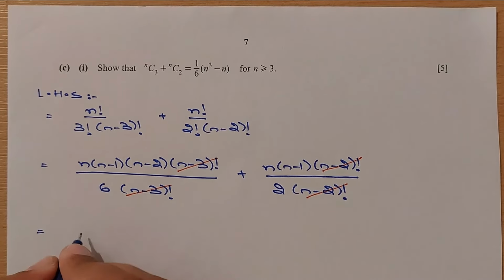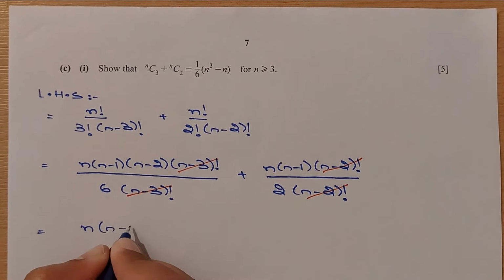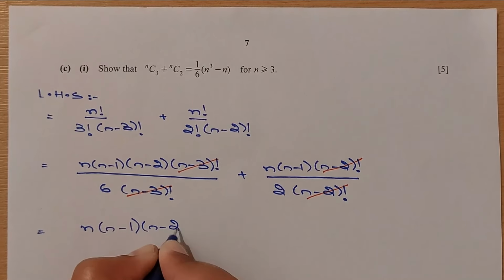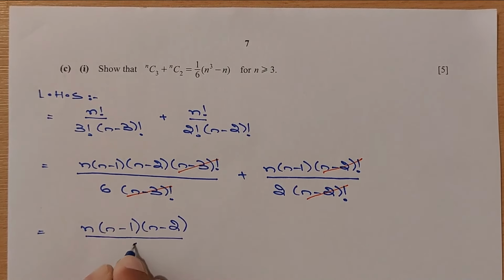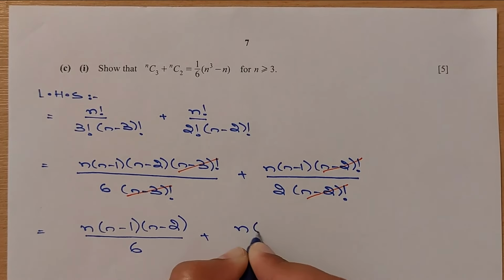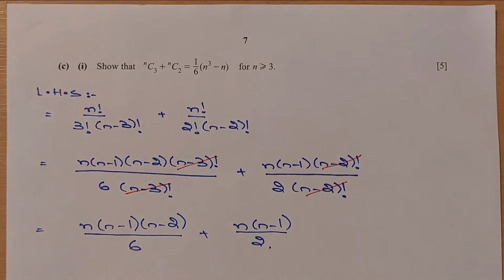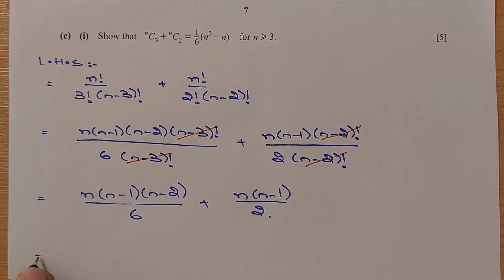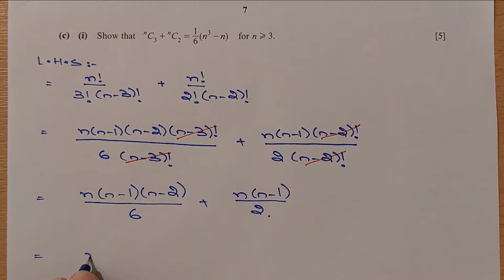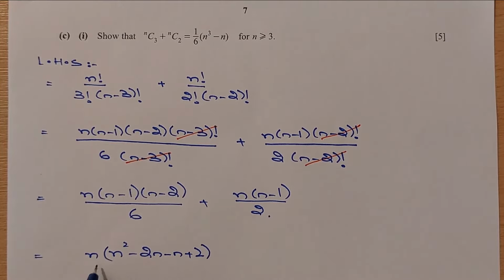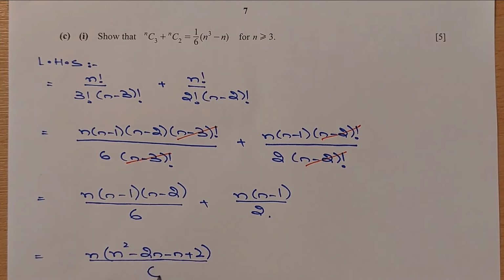Okay, and we have n minus 1, n minus 2 divided by 6, and here we are left with n minus 1 divided by 2. Okay, taking 6 as an LCM, so let me multiply as well. N is outside, we have n square minus 2n minus n plus 2 divided by 6, and n square minus n divided by 2, right?